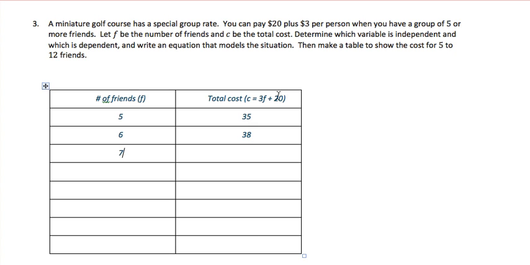If we have 7 friends, that is 7 times 3, which is 21, plus 20, which is 41. For 8 friends, 8 times 3 is 24, plus 20 is 44. For 9 friends, 9 times 3 is 27, plus 20 is 47. For 10 friends, 10 times 3 is 30, plus 20 is 50. For 11 friends, 11 times 3 is 33, plus 20 is 53. And for 12 friends, 12 times 3 is 36, plus 20 is 56.